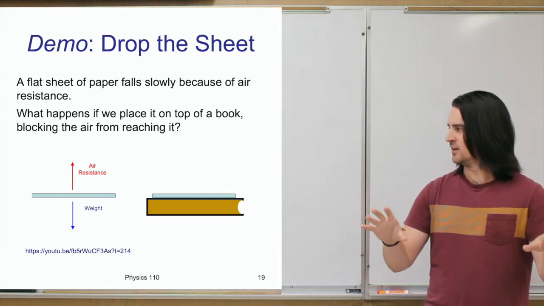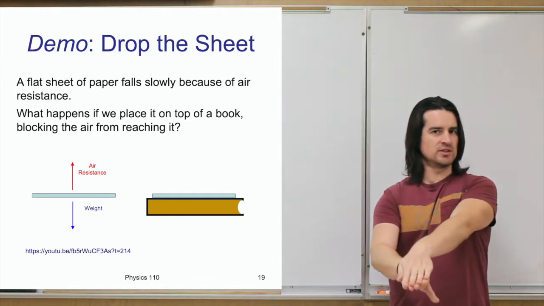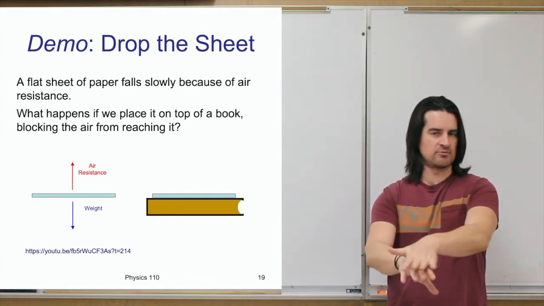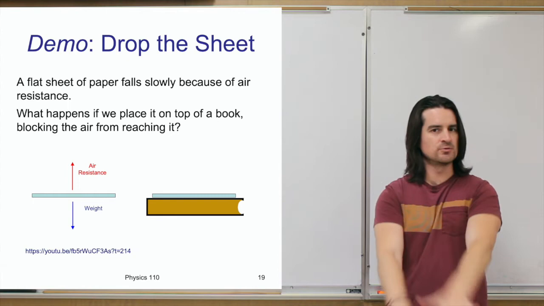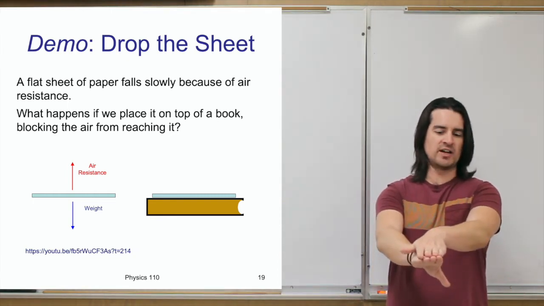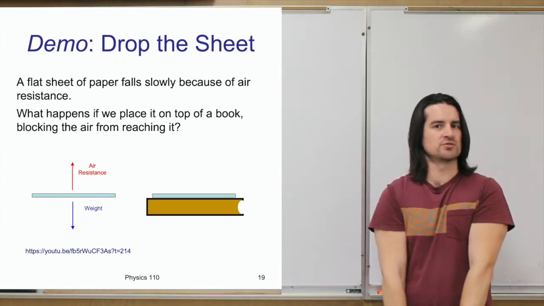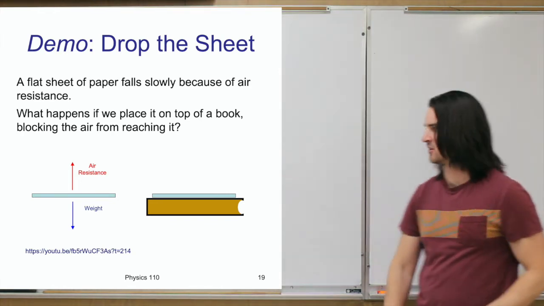So just to be clear, it's not that gravity is accelerating the paper differently than it is the book. And to see that, all you've got to do is put the paper on top of the book. It's not attached to it in any way, you just lay it on top of it, and then you release both of them. So in that case, there's no air resistance acting on the paper, and it actually just falls directly with the book, right? The same rate as the book.